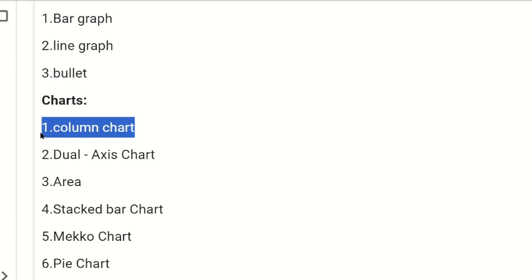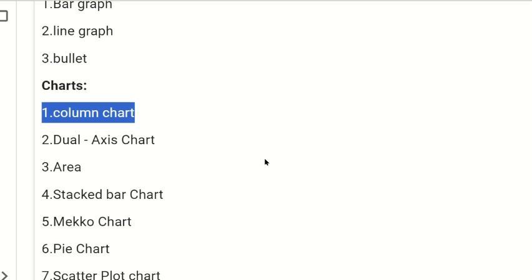And dual axis chart, I don't know what that is. Okay, a dual axis chart is also known as a combination chart. It combines two types of different charts on multiple axes. They share the same x-axis and two separate y-axes are there.